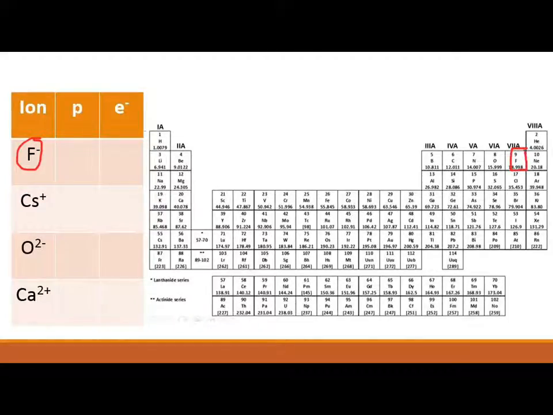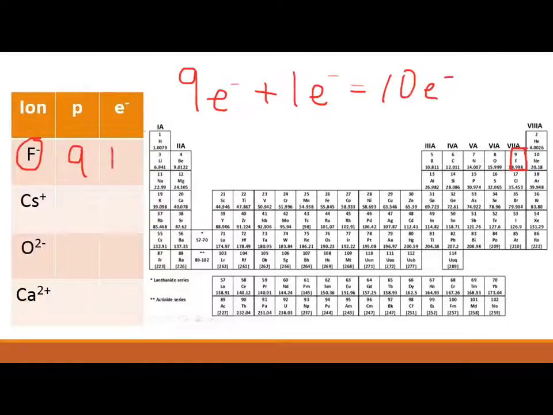Notice that at the top of it we have a 9, which means that this has 9 protons. Simple enough, right? Now also remember that if this were a neutral fluorine atom, it would actually have 9 electrons as well. So that's kind of our starting point, 9 electrons. But in this case we have a fluoride ion. So normally we have 9 electrons, but somewhere along the way we gained 1 more electron, giving us a grand total of 10 electrons.